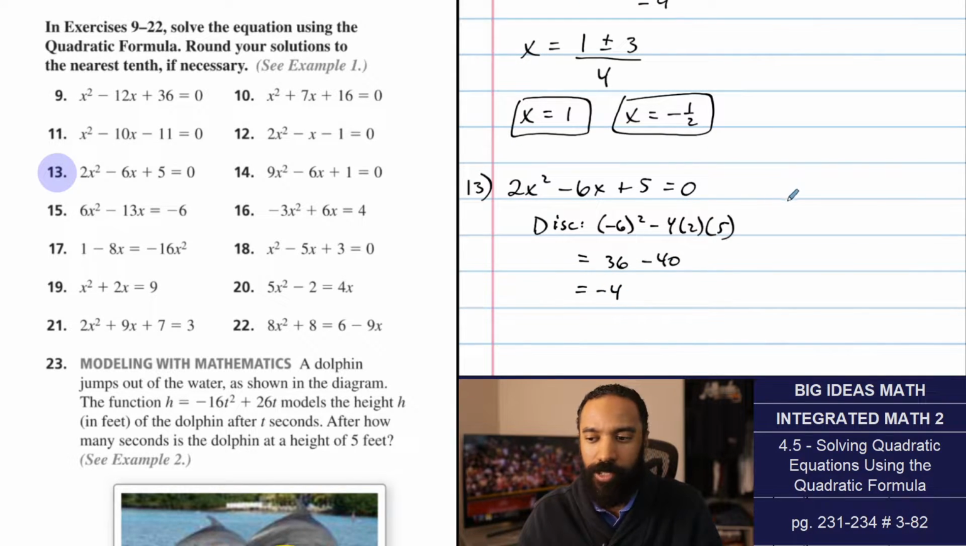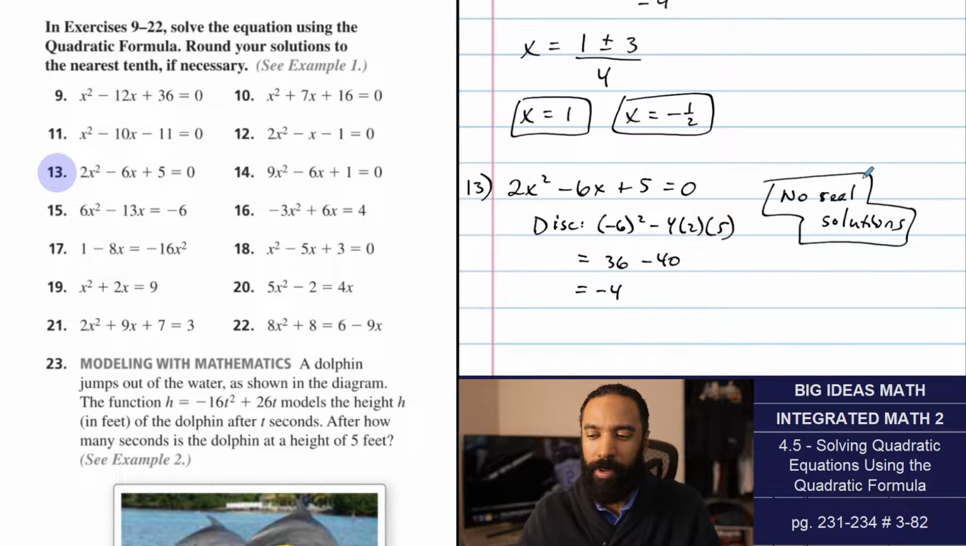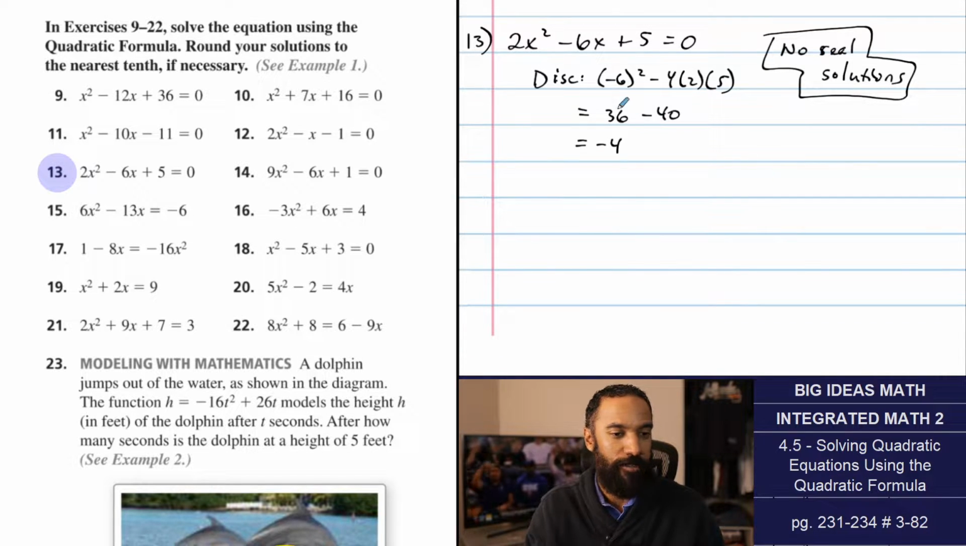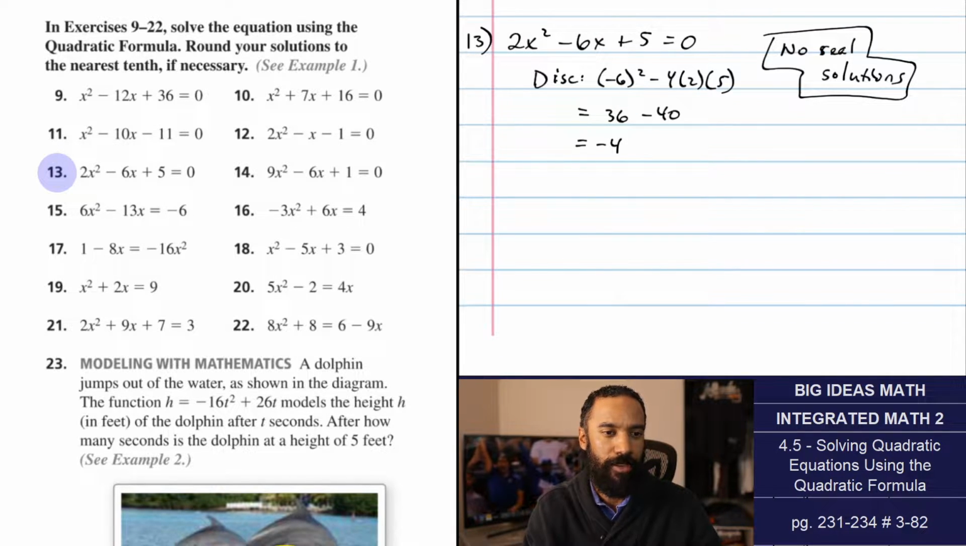No real solutions. I didn't solve for x. I found out how many solutions there would be. The discriminant is negative. When the discriminant is negative, we'll have no real solutions. I'm not going for the whole quadratic formula. b squared minus 4ac told me everything that I needed to know.